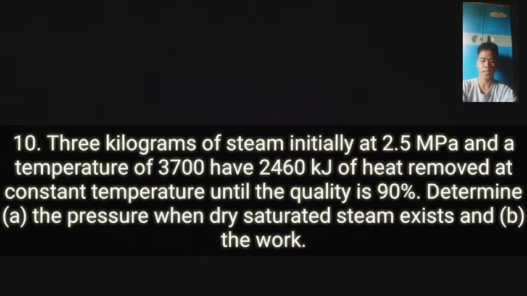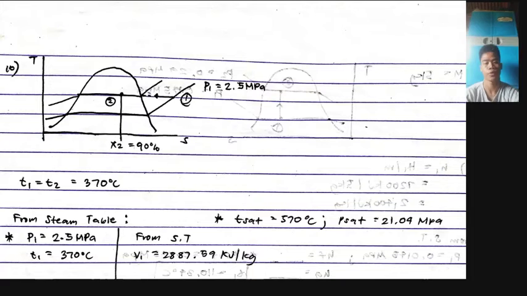Okay, next, number 10. 3 kilograms of steam initially at 2.5 megapascal and a temperature of 370 degrees Celsius have 2460 kilojoules of heat removed at constant temperature until the quality is 19%. Determine A, the pressure when dry saturated steam exists, and B, the work. So okay, our solution for that, T1 equals T2 equals 570 degrees Celsius.